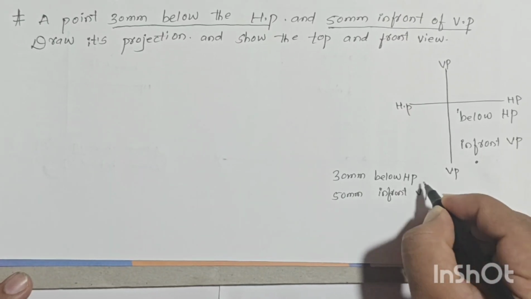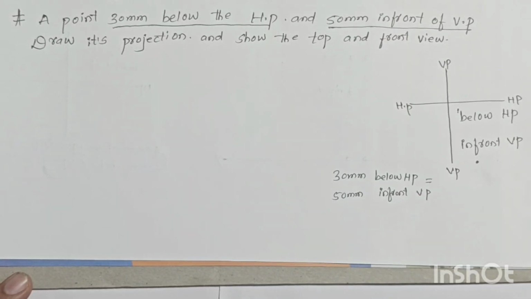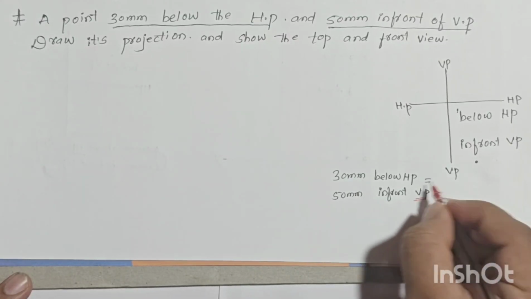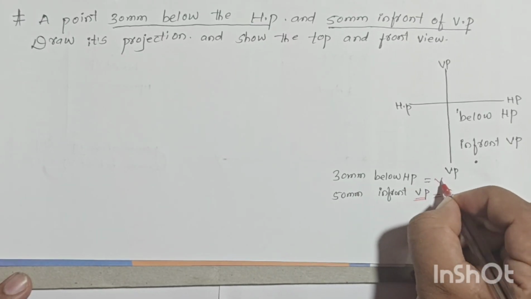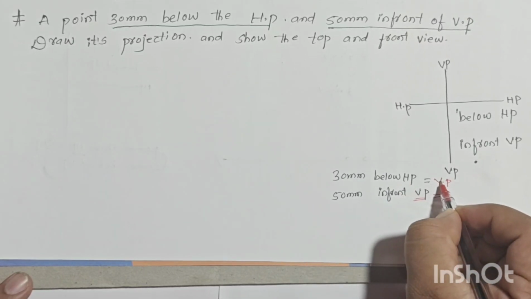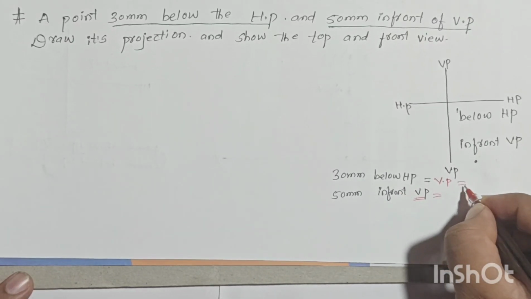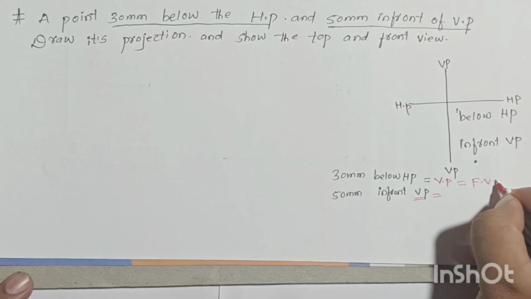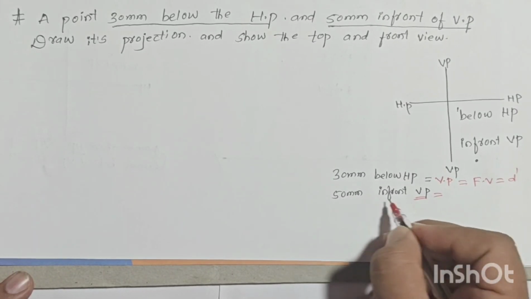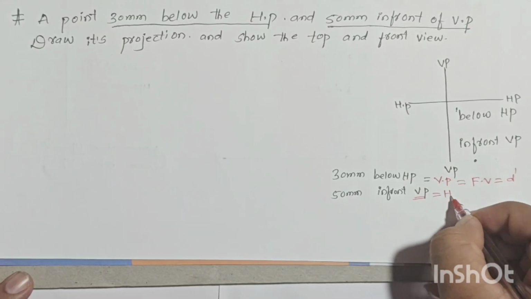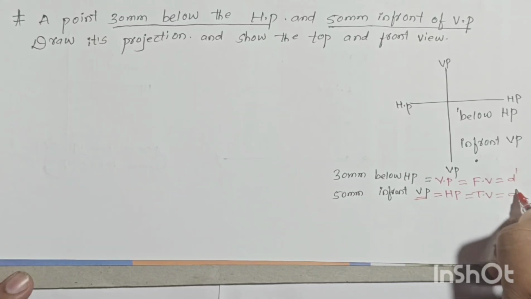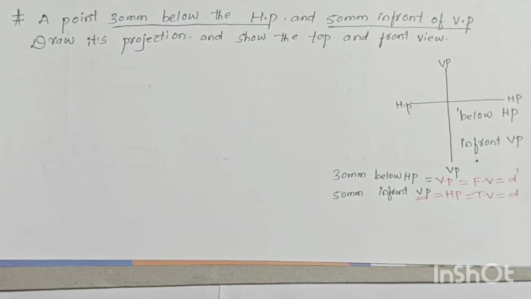In front of VP. Already I told you, VP means you need to draw the figure on HP. HP means you have to draw the figure on vertical plane. This vertical plane, what we can say? Front view. It represents as the point D dash. Clear? 50 mm in front of VP means they are resting on HP. HP, what we can say? Top view. It represents as the point D. Clear?